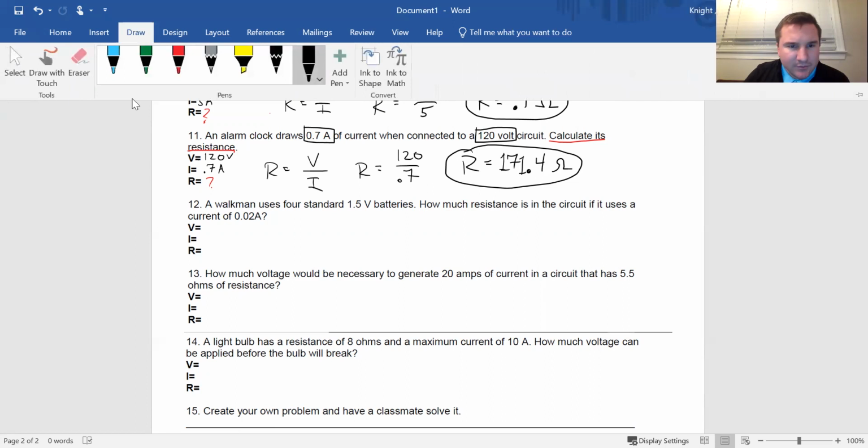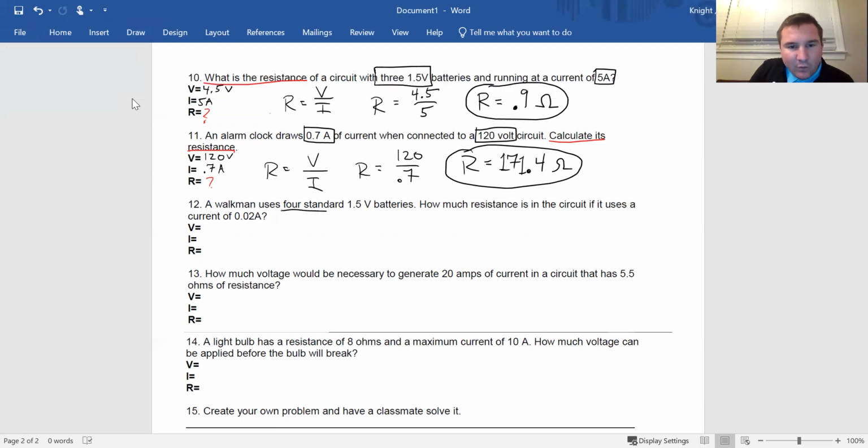Moving on. I'm just going to keep using black. This time we have 4 1.5 volt batteries. Question is how much resistance? So we're looking for R again. Current is 0.02 amps. So 4 1.5 volt batteries would give us a voltage of 6 volts, because 1.5 plus 1.5 plus 1.5 plus 1.5 is 6. Resistance we don't know. Current is 0.02. And it's the same equation.